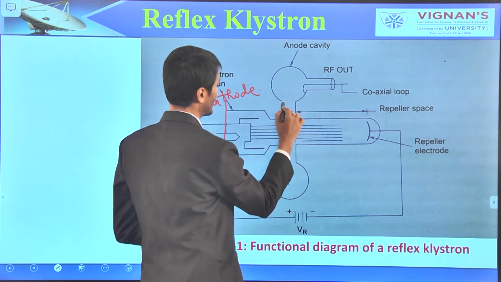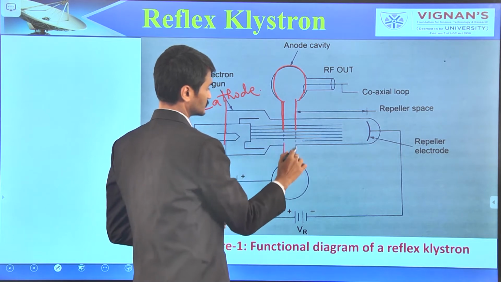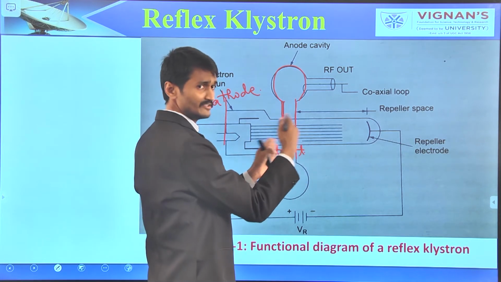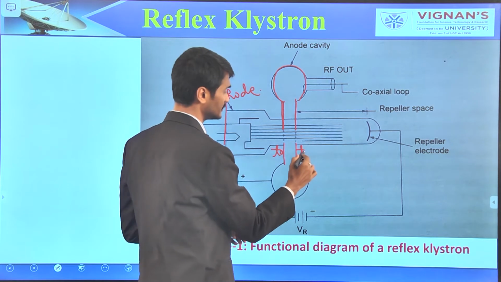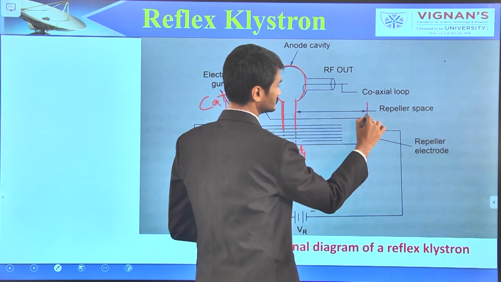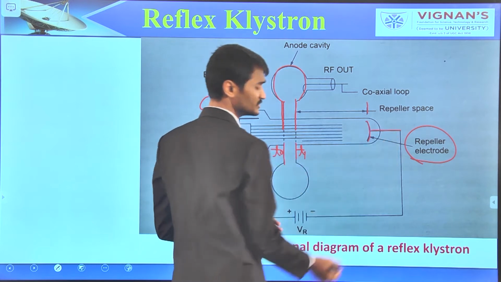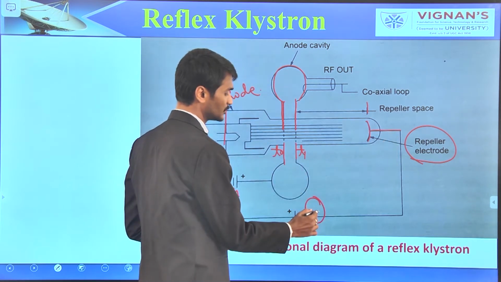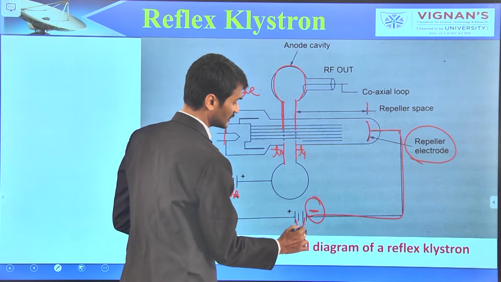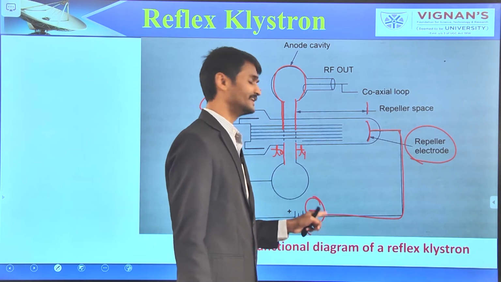And as well as the anode cavity, here it is the anode cavity, this is grid 1 and grid 2. At grid 1 we are considering the time as T naught, and at grid 2, that is the electron leaving the cavity, the time is T1. And we have the repeller electrode, which is kept at highly negative potential. This is called the repeller voltage VR.